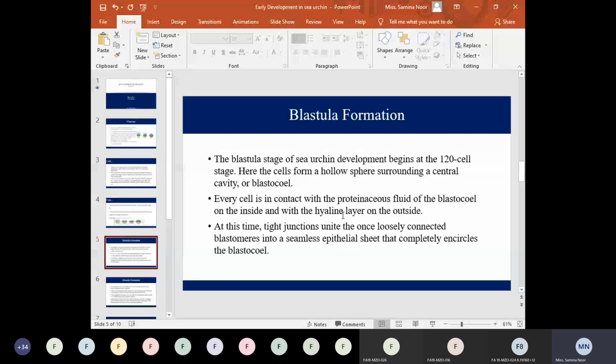At this time, the tight junctions unite the once loosely connected blastomeres into an epithelial sheet that completely encircles the blastocoel. So at that time क्या होता है, जो cells peripheral side के ऊपर present होते हैं, which are loosely connected earlier, now these cells are formed in the form of an epithelial sheet. Their cells are arranged in the form of a closely united epithelial sheet. ठीक है, and such an epithelial sheet of cells encircles the blastocoel or a hollow cavity within an embryo.